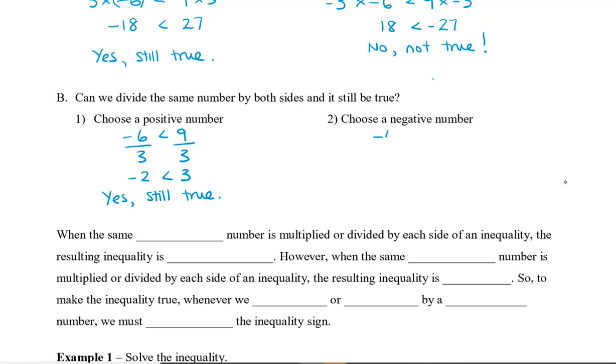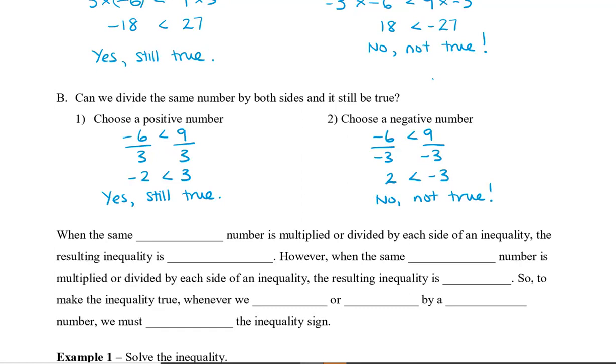Okay, now let's take -6 less than 9. This time we're going to divide both sides by a negative number. We're going to divide both sides by -3. So here we have now -6 divided by -3 is 2 less than 9 divided by -3 is -3. So again, no, this is not true. So 2 is not less than -3.